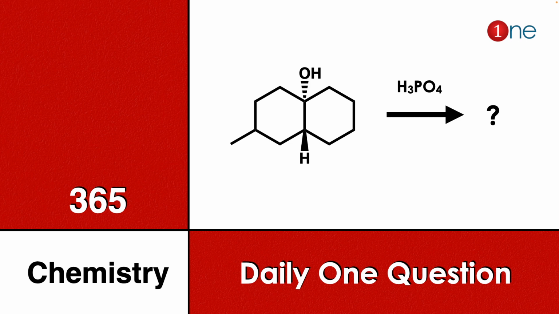Here a decalin is given. You have an alcohol and hydrogen in the trans position, and you have a methyl group on the side. You are reacting it with phosphoric acid. You have to find what will be the final product. The reactant is given with stereochemistry, so you should be careful about that.